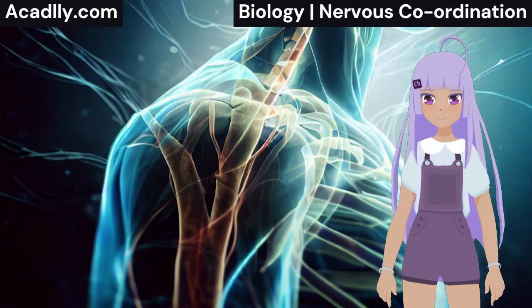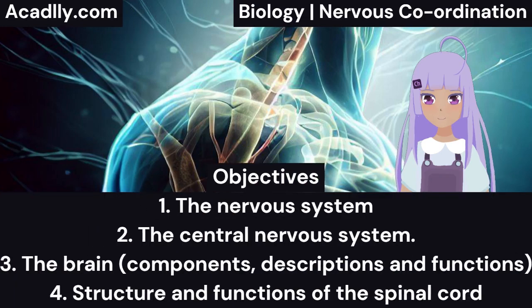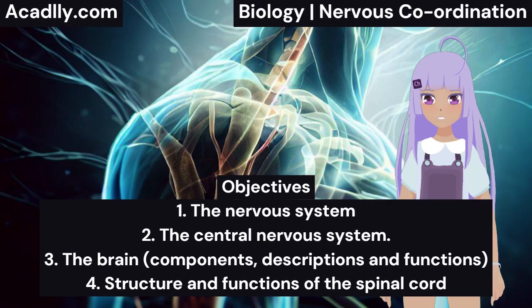Nervous coordination. At the end of this lesson, you should be able to know the following: 1. The nervous system. 2. The central nervous system. 3. The brain, components, descriptions and functions. 4. Structure and functions of the spinal cord.